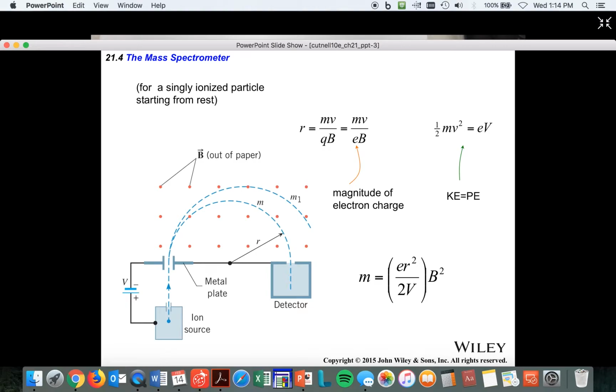All right. Here's a mass spectrometer. Fire this sucker out of here. Boom. Now this is the voltage, because they're basing this on the energy. 1/2 mv squared is equal to qV. So if I want to set the mass, we got mv over qB, and then by plugging in 1/2 mv squared, I can get rid of the speed.